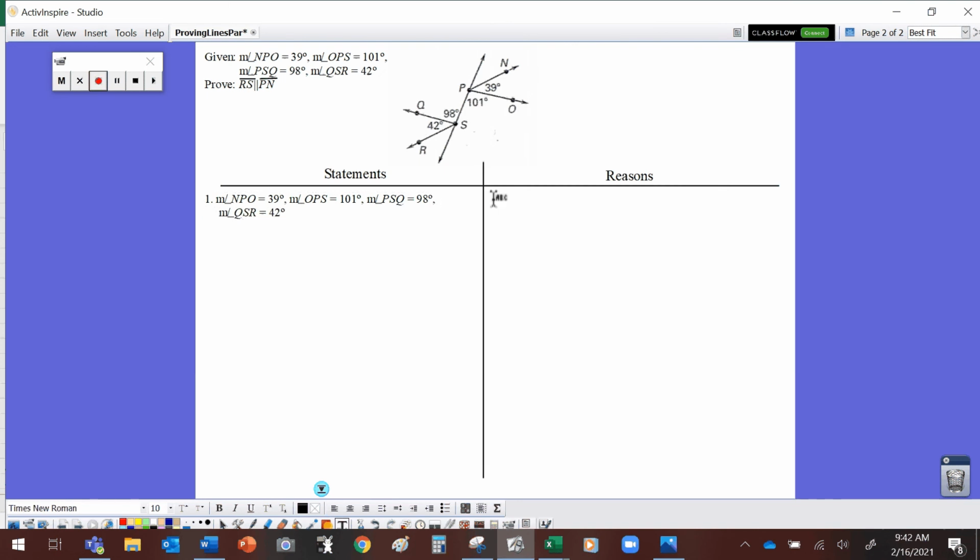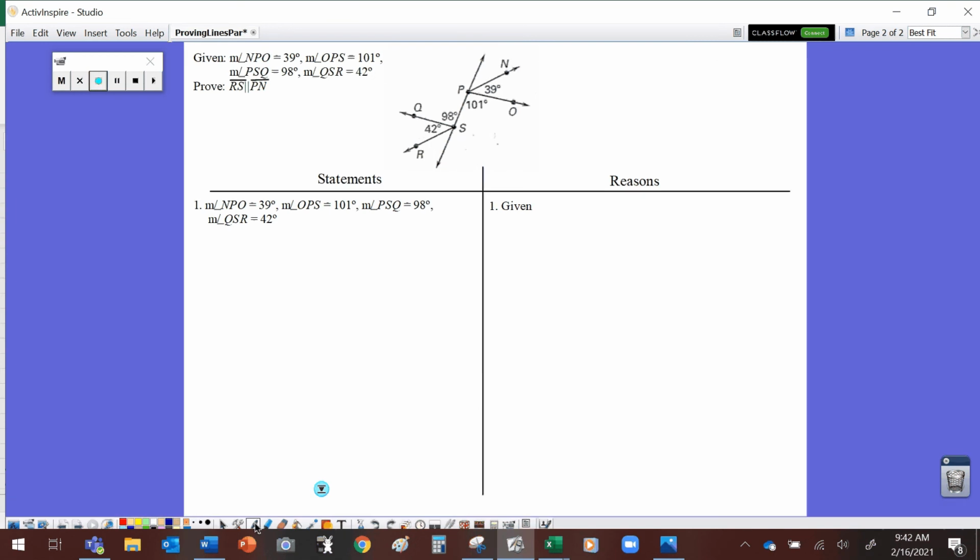And the reason is always going to be that it was given. Okay, that's kind of a free answer. Every time we always know that's where we have to start. All right, well, now let's start thinking. Okay, let's get that brain going here.